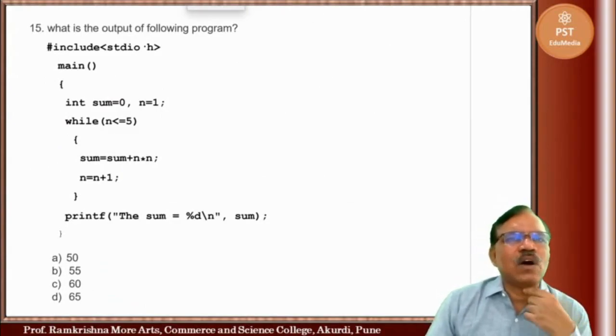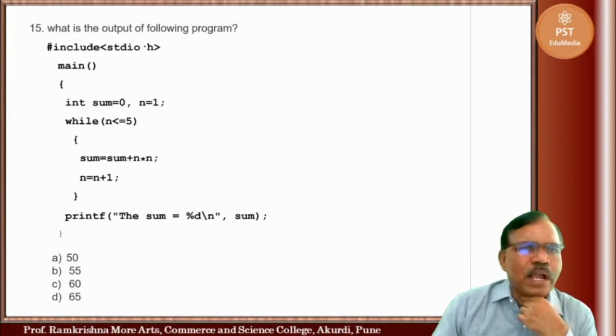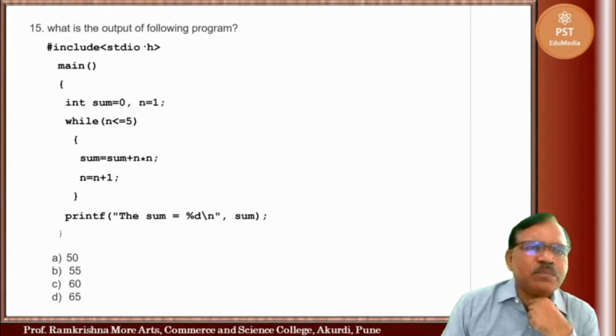Now what is the output of the following program? #include <stdio.h>, main, then in curly brace int sum equal to 0, n equal to 5.